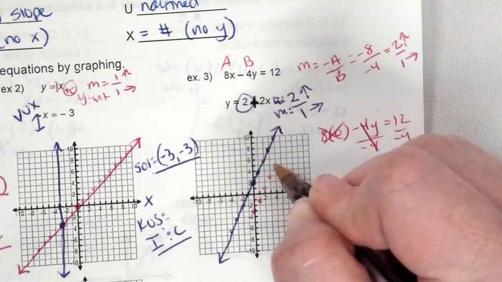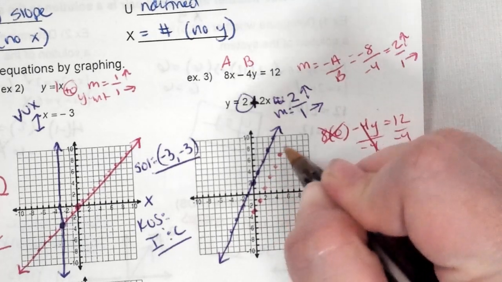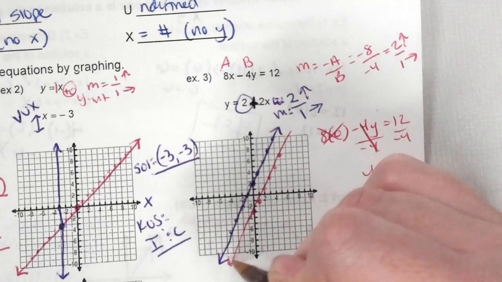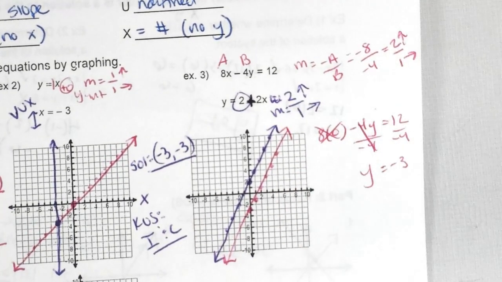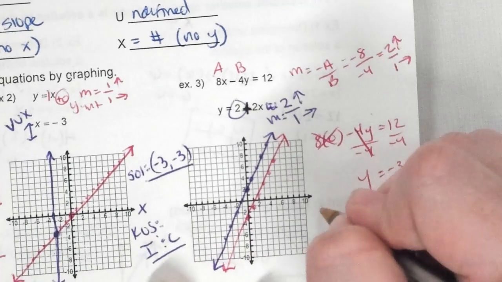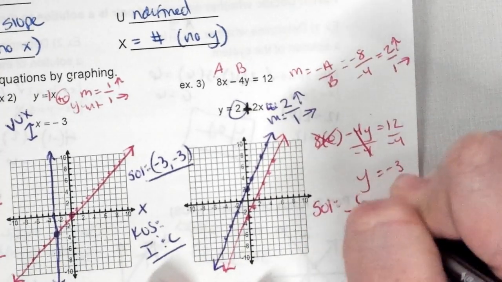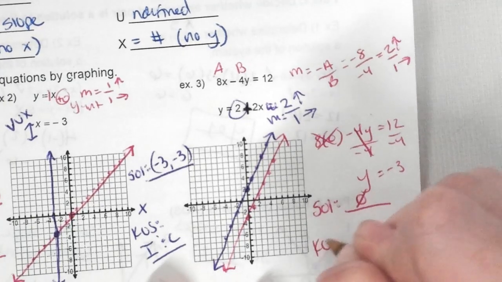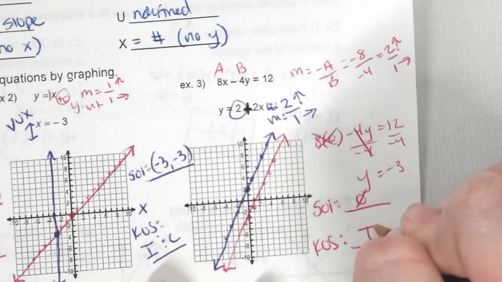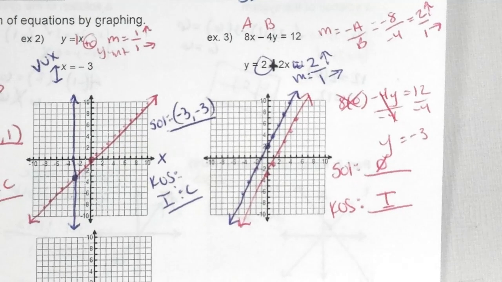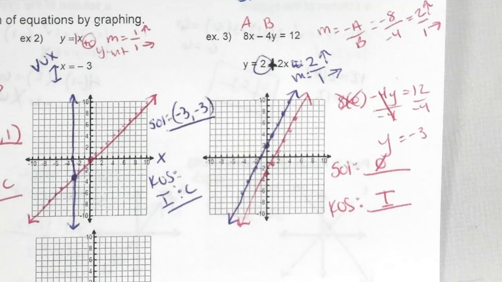What happens? They're parallel. Why are they parallel? Because they have the same slope, different y-intercept. So my solution here is no solution. My kind of system is inconsistent. Any questions with that? No.